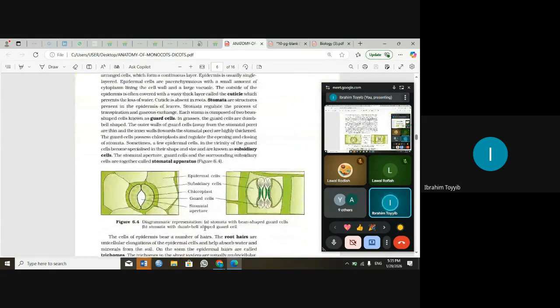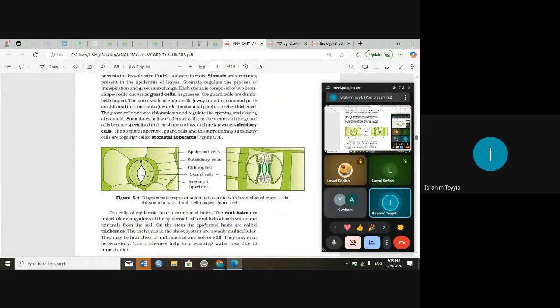So let's look at the structure. You know, we say stomata is the organ that performs transpiration and what? Gaseous exchange in plants. So look at this. This is one stoma. This is another stoma. So both of them now, they are called stomata. So we have cells in each stoma, which are called what? Guard cells. Can you see that this one is bean shaped? They are called guard cells.